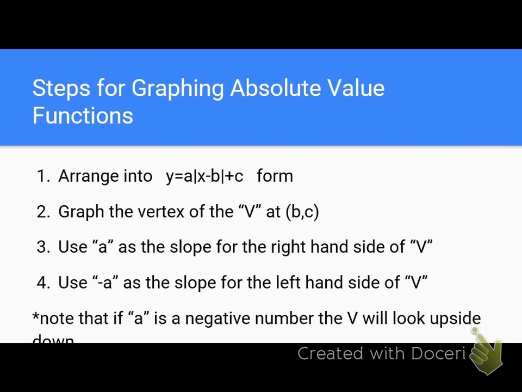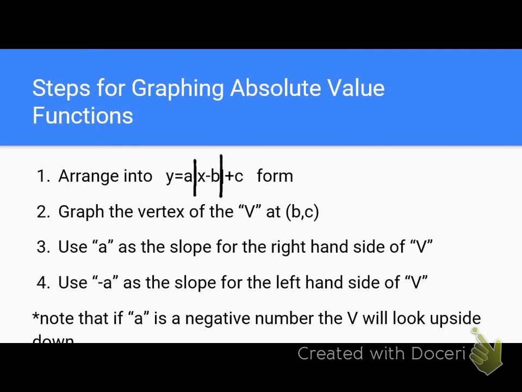Alright, sorry about that. Here are our steps, so if you're in the video, go ahead and pause and write these down. First, what we want to do is arrange it into this correct form: y equals a times absolute value of x minus b, plus c. And again, remember that these are our absolute value bars.